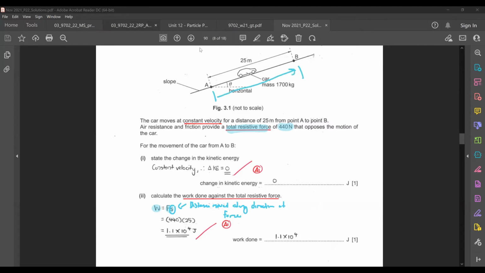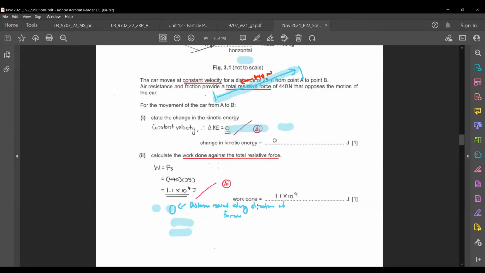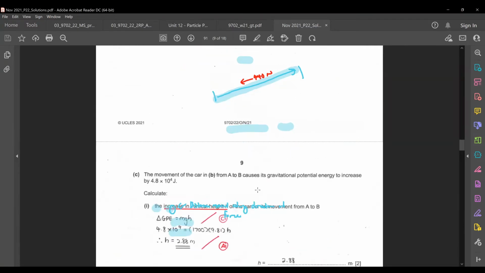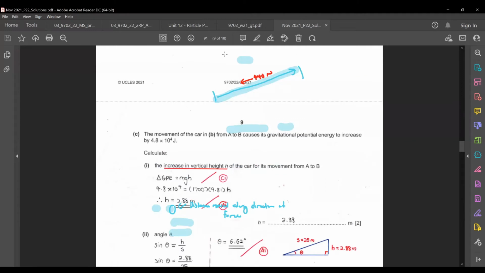Our resistive force is 440 Newton opposing the motion of your car, but in terms of the distance that has been moved, it is this line here, which is 25 meter. So you just sub that in, you're going to get the answer as 1.1 times 10 power 4 joules. All right, so this one should be okay, nothing much to it. Then there were some other things here also.